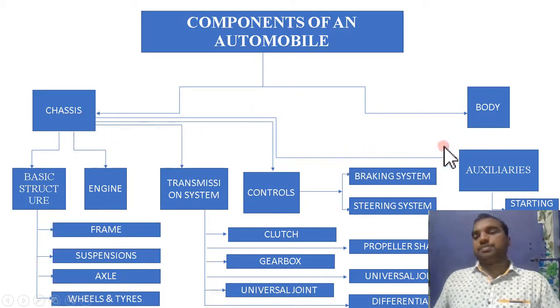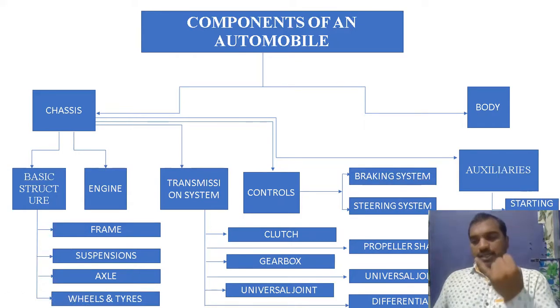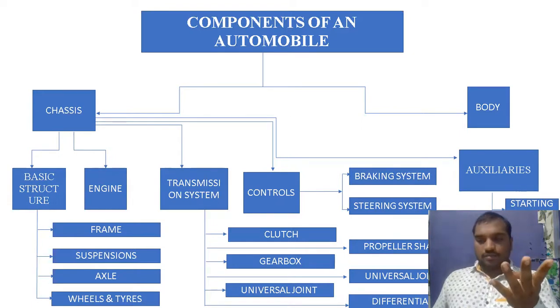Coming to the fifth part, that is auxiliaries. Auxiliaries is a combination of electrical circuits, that is starting system, charging system, lighting circuit, horn, wipers, gauges, etc. These will come under the auxiliaries.